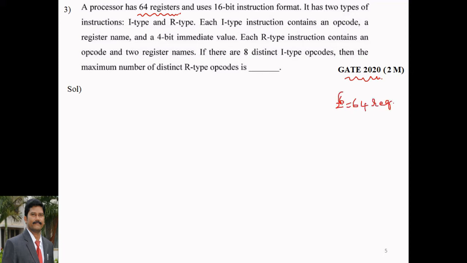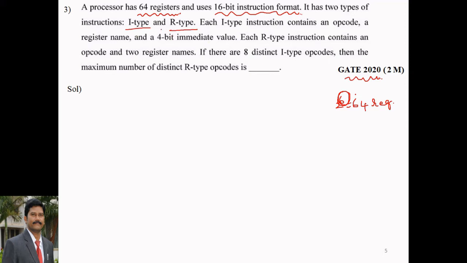Now what is address line? 6 bit. Address field is 6 bits. Now the information given is that it uses a 16-bit instruction format. The total instruction length is 16 bits. There is one more piece of information given: it has two types of instructions, I type as well as R type.